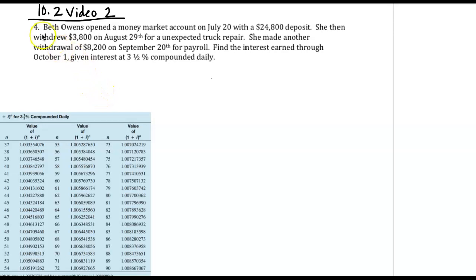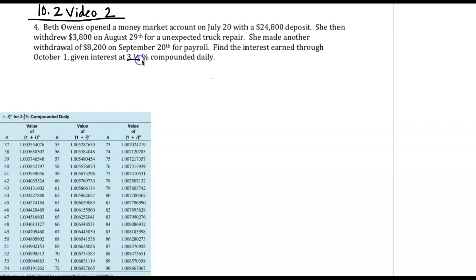Let's begin the second video on Chapter 10, Section 2. Beth opened a money market account on July 20th with a $24,800 deposit. She then withdrew money, $3,800, on August 29th. She made another withdrawal of $8,200 on September 20th. Find the interest earned through October 1st.